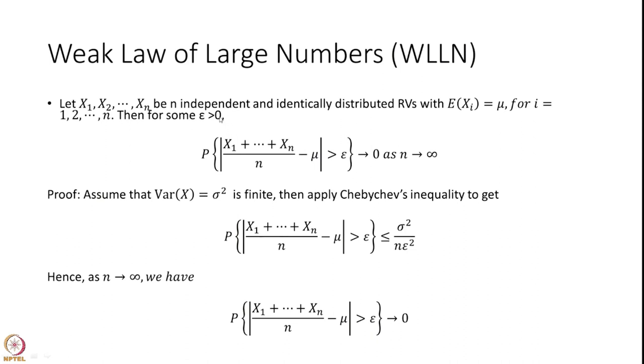for some epsilon greater than 0, the probability that the absolute difference between the arithmetic mean, or the average, of the random variables x1, x2, x3, ..., xn and the mean value mu is greater than a small value epsilon tends to 0 as n tends to infinity. This probability tends to 0 as n tends to infinity.